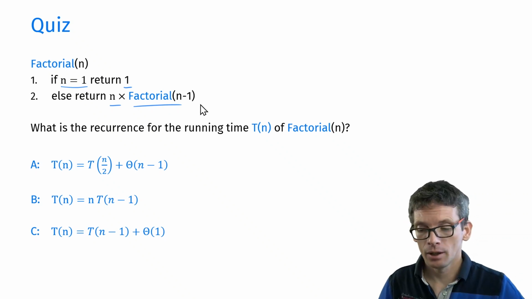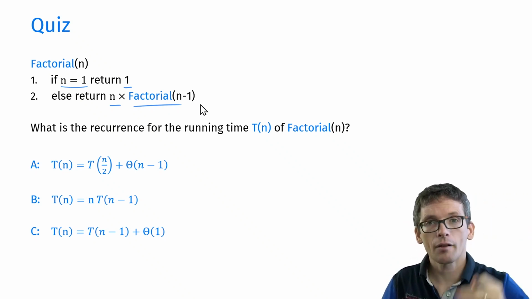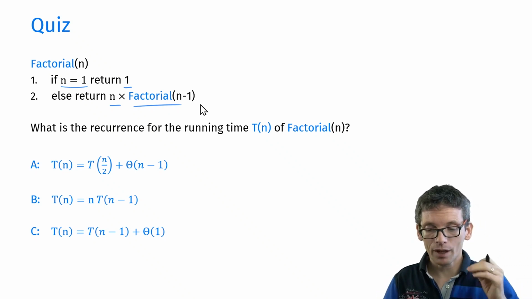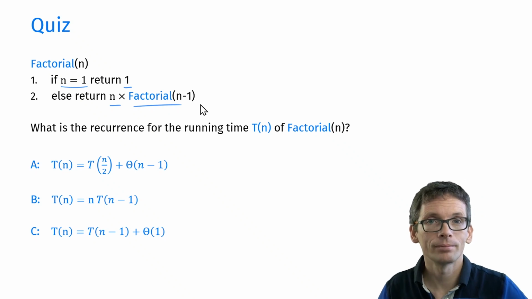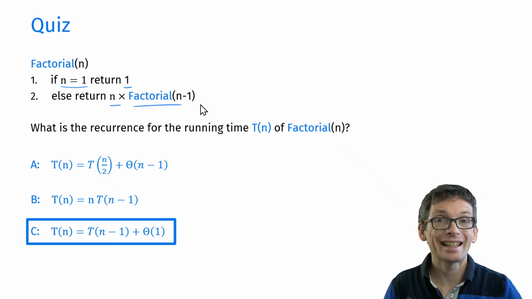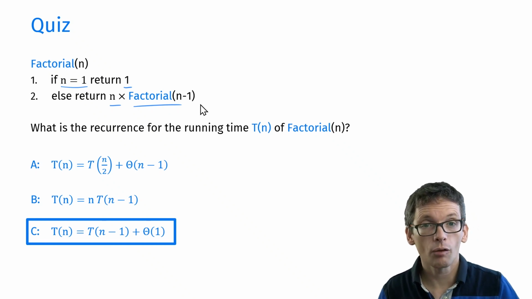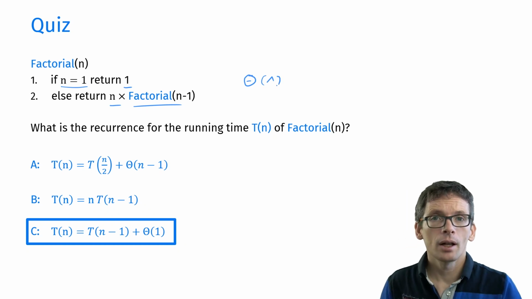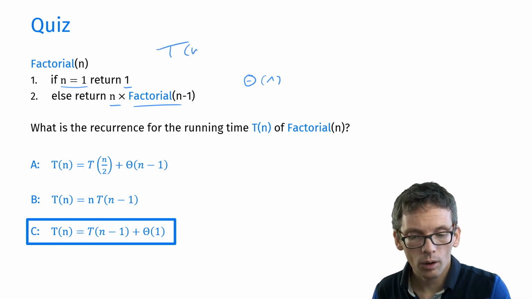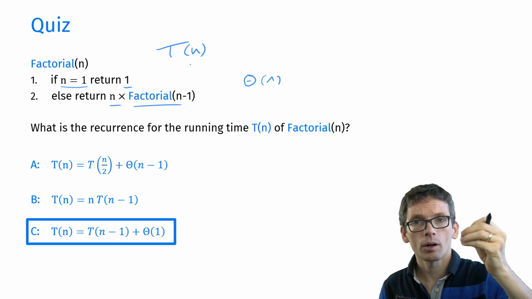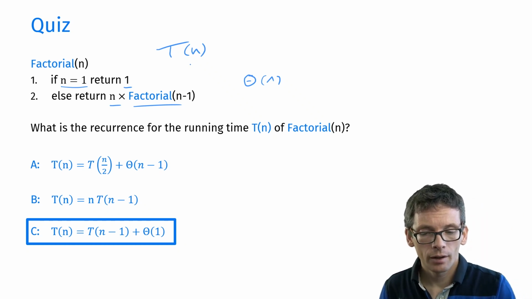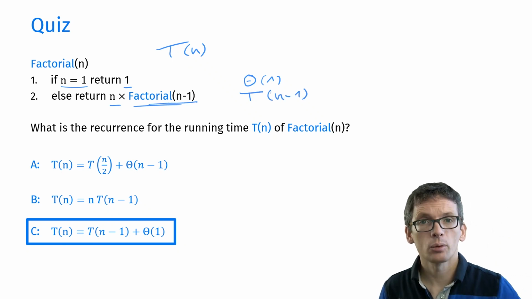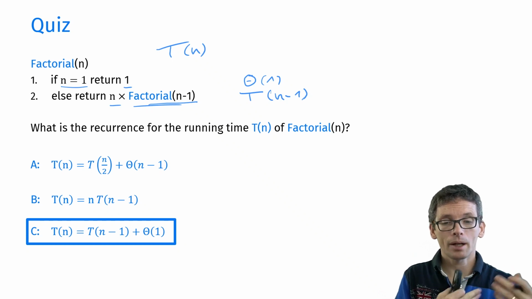And what do we get? Is it A, B, or C? Is it t of n half plus theta of n minus 1, or is it n times t of n minus 1, or is it t of n minus 1 plus theta of 1? It is t of n minus 1 plus theta of 1. The reason is simply that we have the base case, which takes constant time, and otherwise, if we call the running time for an input n t of n, then here we're calling the algorithm on the input n minus 1.